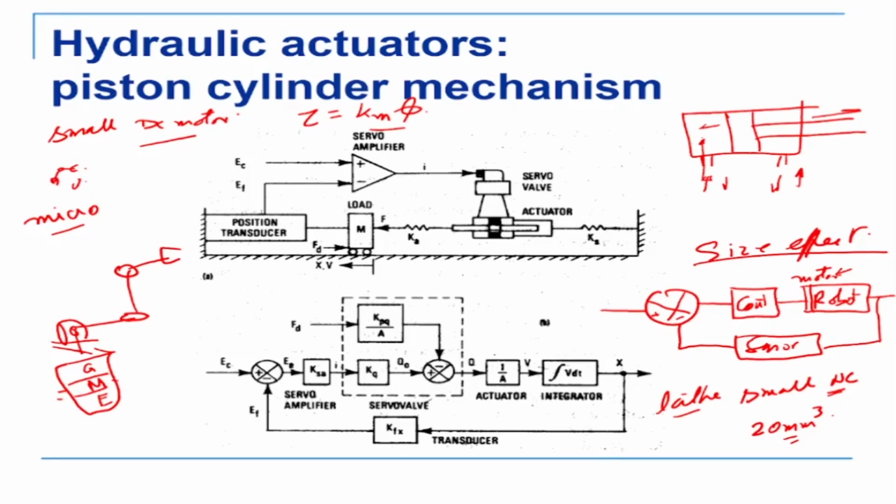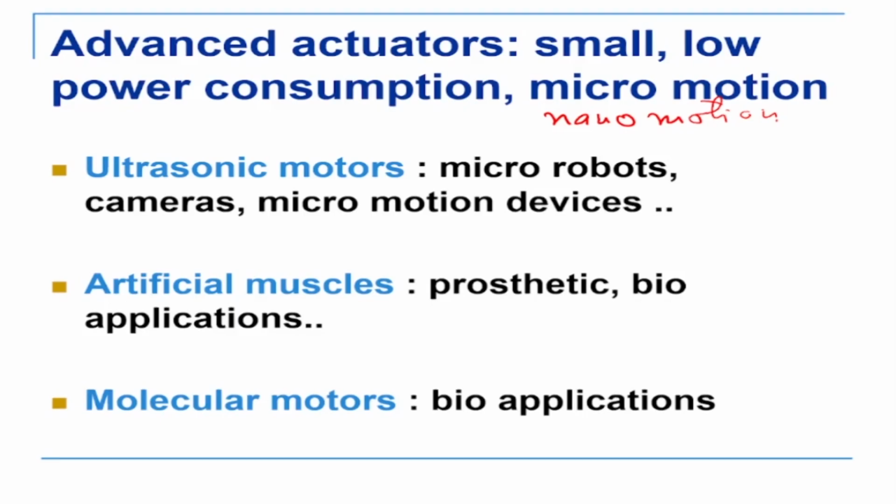So this means that if you want to go to the micro or the nano domain, then you cannot use conventional actuators. Okay, so for that we need to go to advanced actuators, which are small. They have low power consumption for micro motion. Okay, so for nano motion and micro motion, we cannot go with normal DC motors because a very small motor cannot have enough power to move the system. So in that case, we use advanced actuators like ultrasonic motors, then artificial muscles, molecular motors.